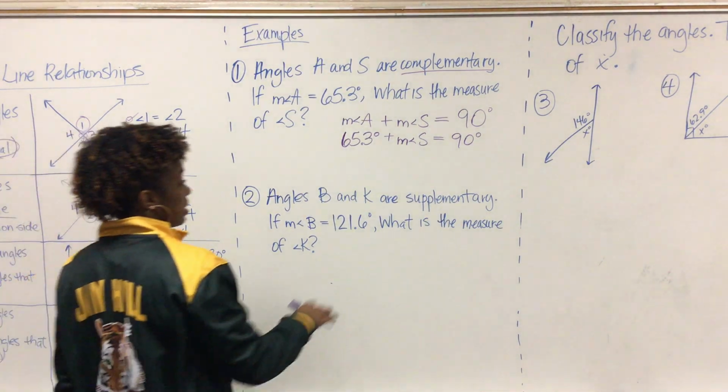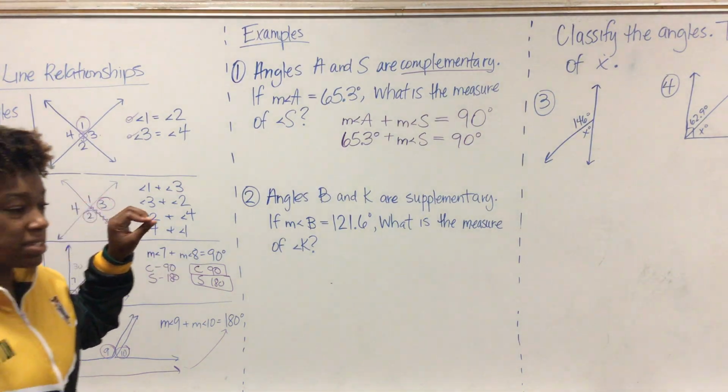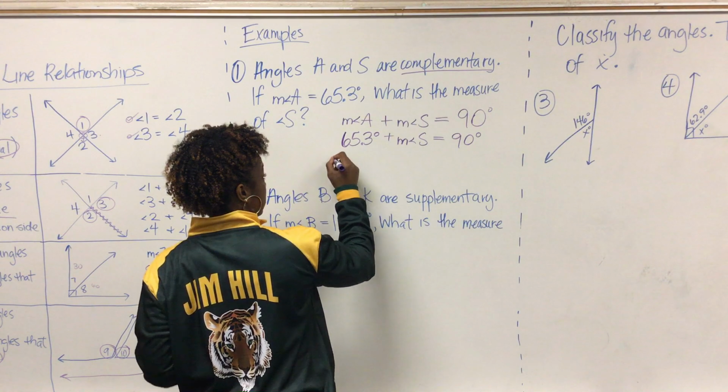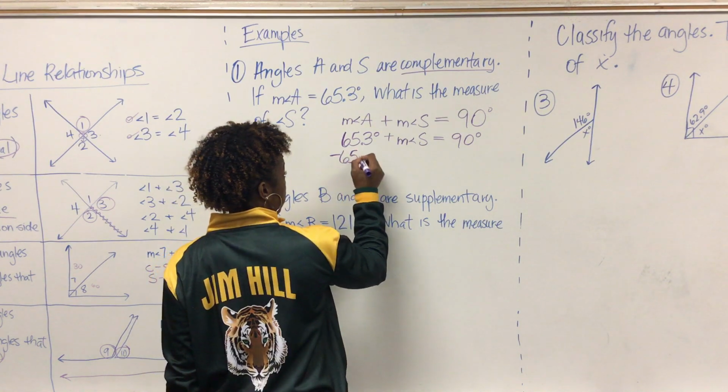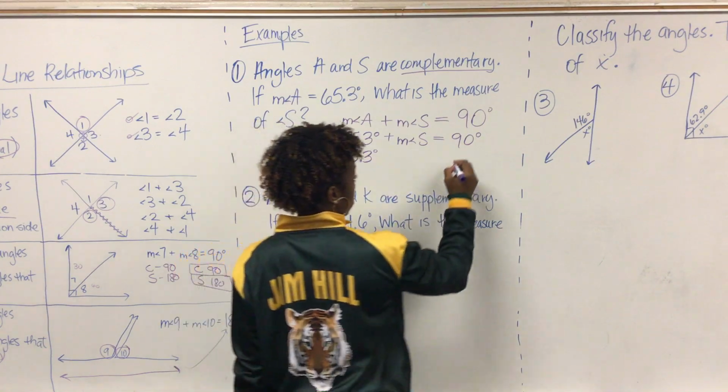Now we need to get the measure of angle S on the side by itself. This is the same thing as it being a variable. So we want to keep it on the side by itself. So we need to subtract both sides by 65.3 degrees.